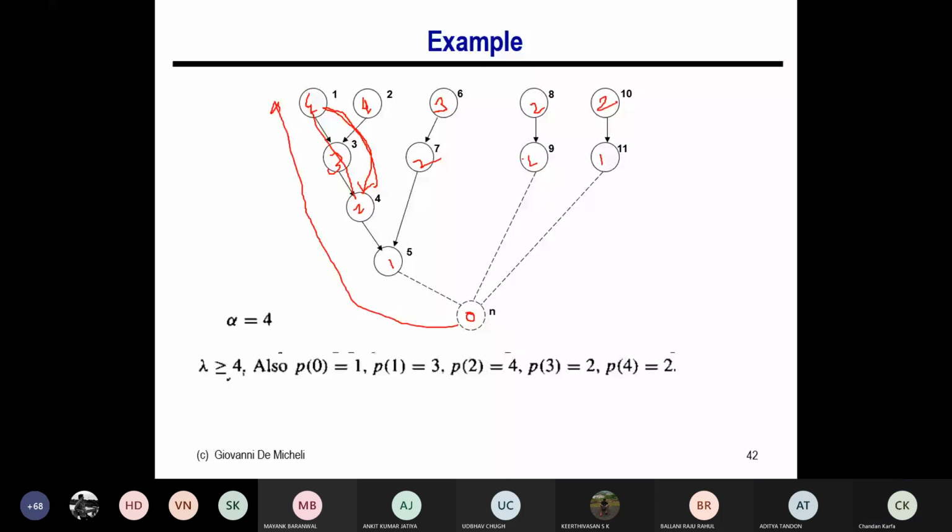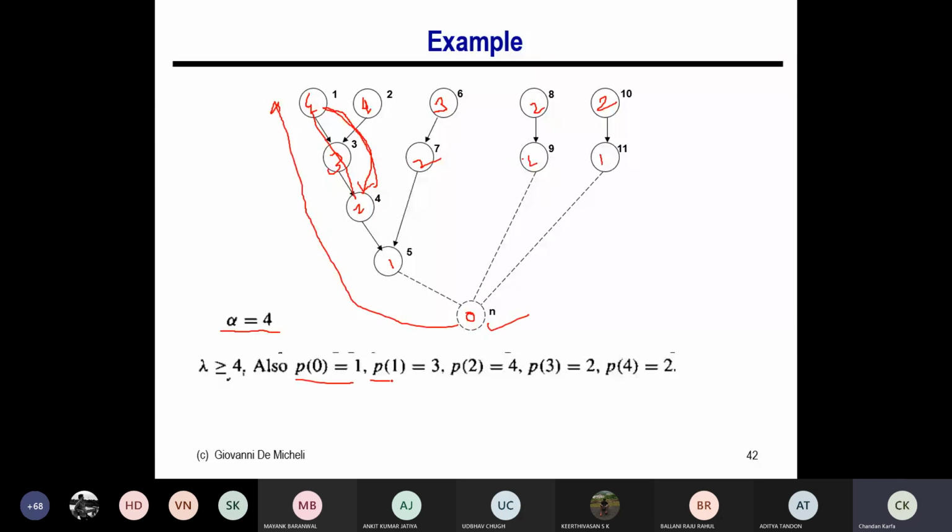So alpha is the maximum, which is 4 here. So for this example, alpha is 4. And how many is P0? P0 is 1 because I have only one node with alpha equal to 0.